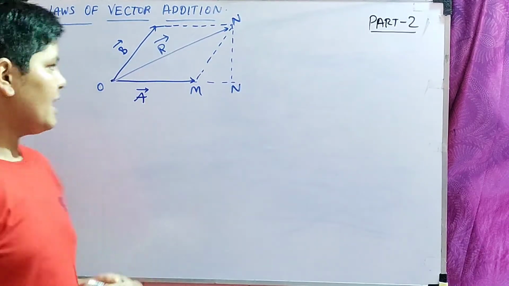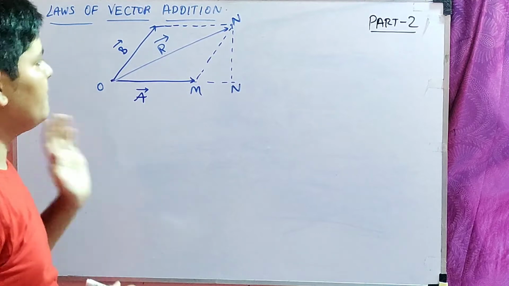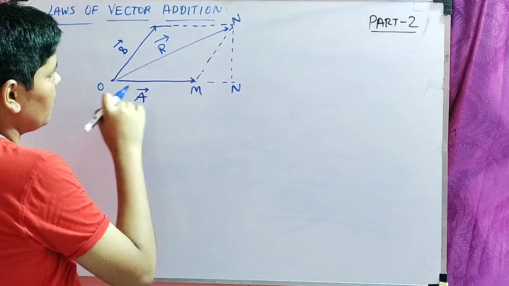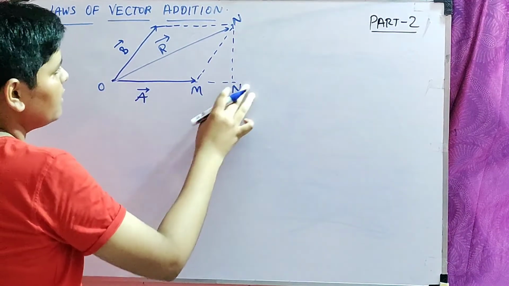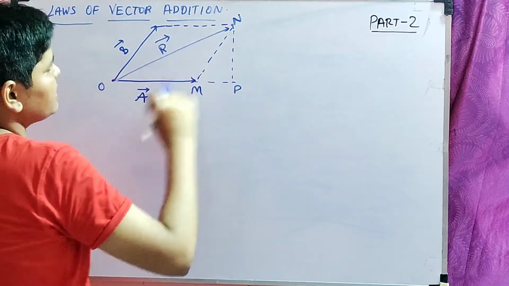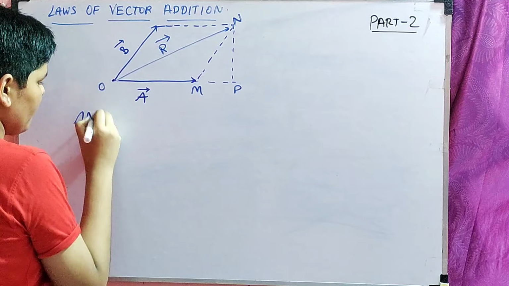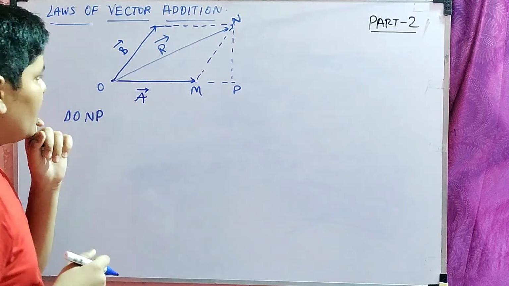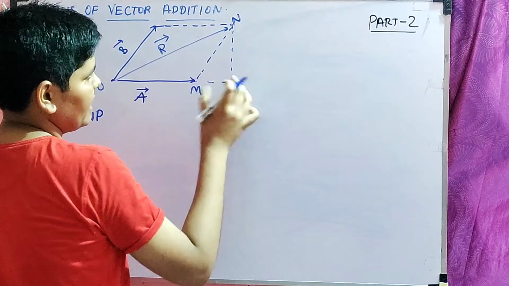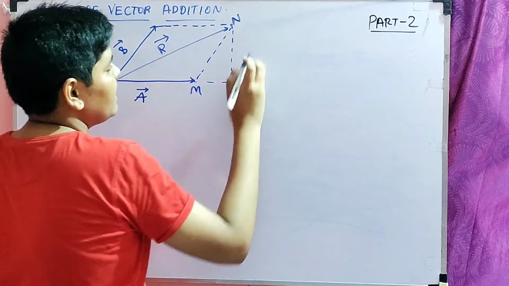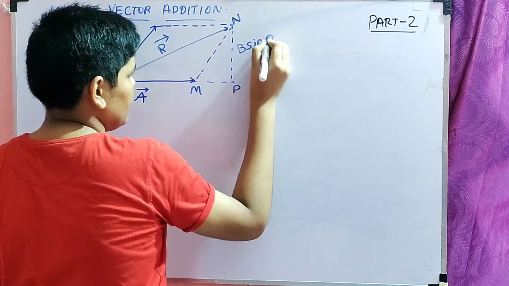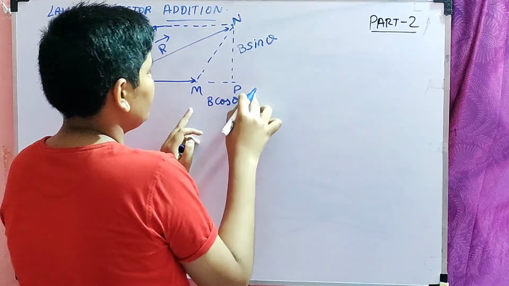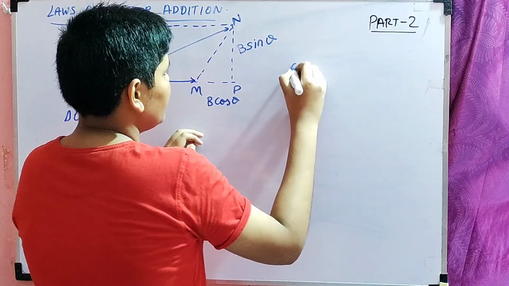Now how can you derive the formula for the parallelogram law? Let us take the triangle ONP. Before moving on, if we take this angle as theta, when substituting the values we will get B sin theta and B cos theta. How? If you take the triangle MNP with theta over here, we will get cos theta.